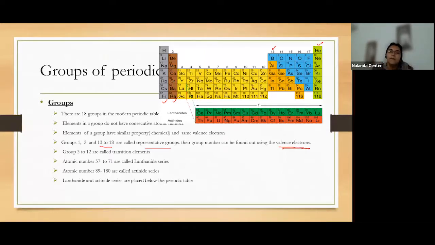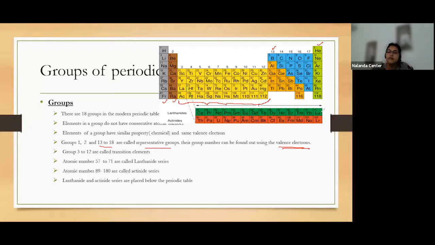But the elements from the third to the 12th group are known as transition elements. First group, second group, and 13th to 18th group are known as representative groups. In between them, we have the transition elements.